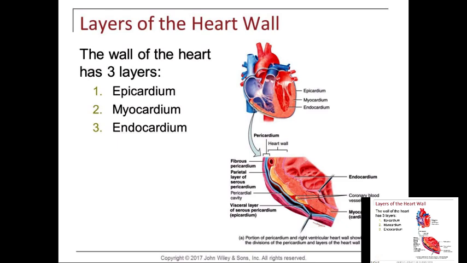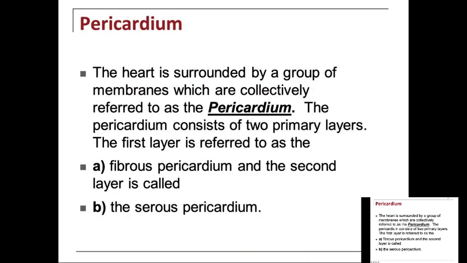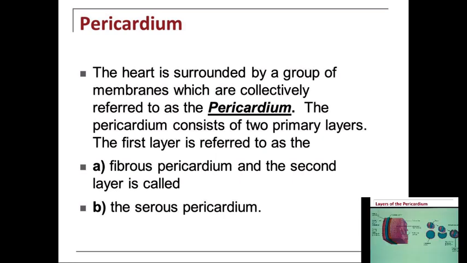So here on the upper right, you can see here's the epicardium, there's the myocardium, and there's the endocardium. Remember, 3 types of muscle in the body: smooth muscle, skeletal muscle, and cha-ching, cardiac muscle. So the pericardium, the heart is surrounded by a group of membranes, collectively referred to as the pericardium. And the pericardium is going to have these 2 primary layers. So there's a fibrous pericardium, and then there's a serous pericardium.